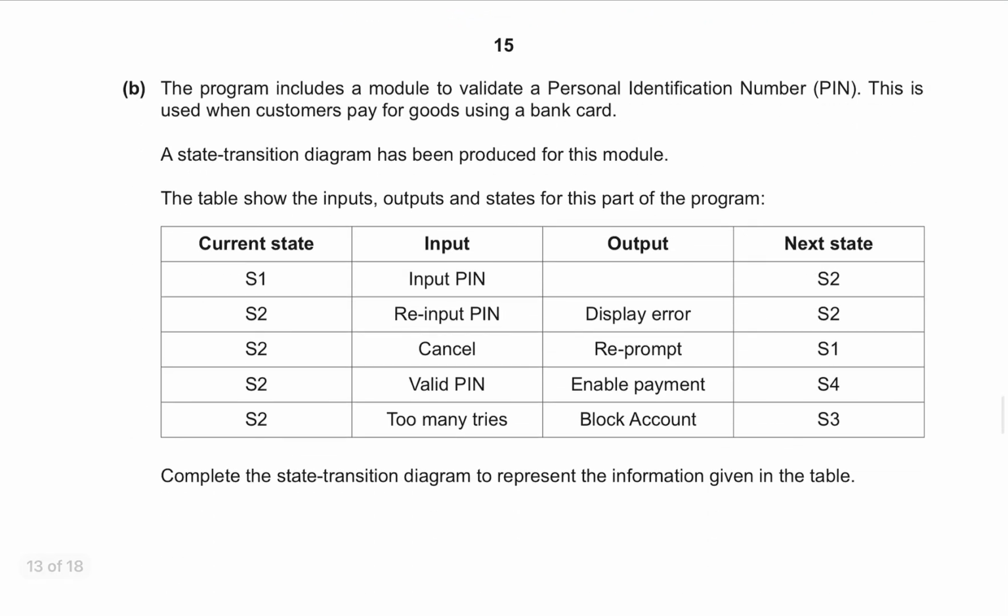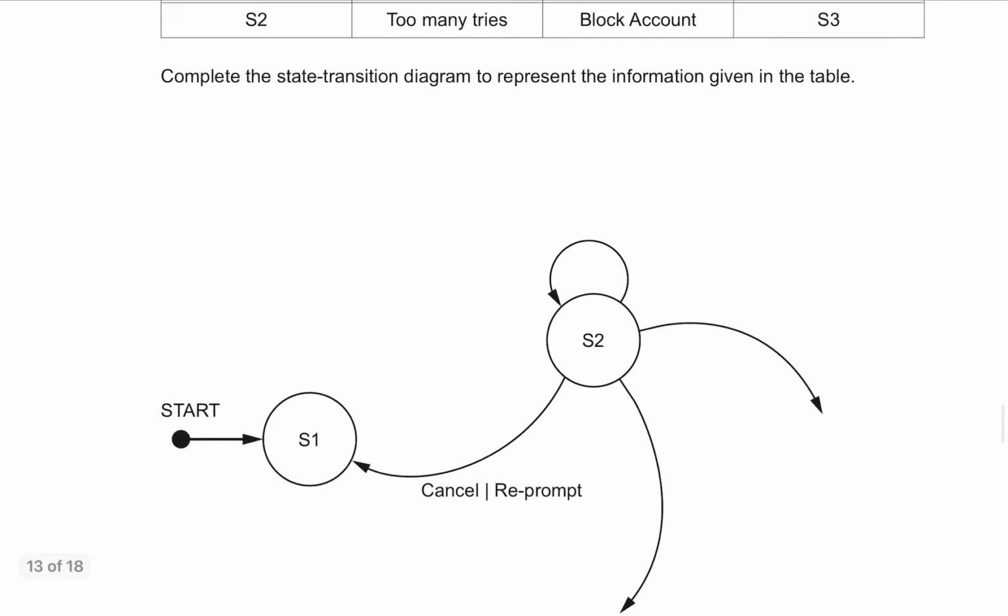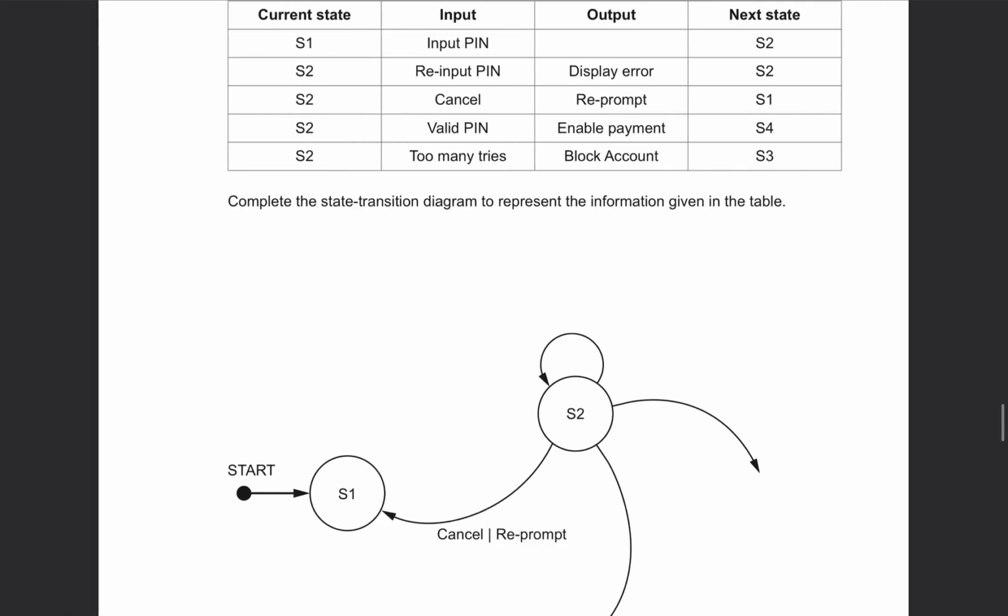The program includes a module to validate a personal identification number, known as PIN. This is used when customers pay for goods using a bank card. A state transition has been produced. The table shows input, outputs, and state for this program. Complete the state transition to represent this information given. Okay, so your S1 is start. Now it is inputting the pin. So if it is inputting the pin, the next state here is S2. So it is inputting the pin, but there is no output.